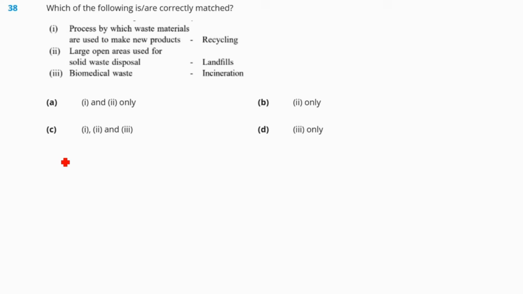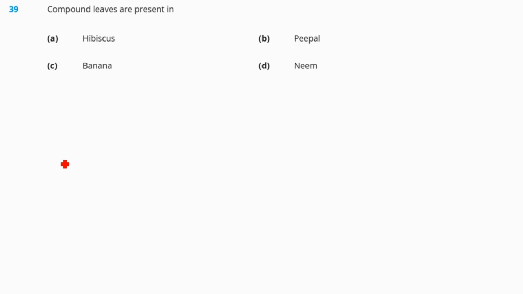Question number 38. Which of the following is or are correctly matched? Process by which waste materials are used to make new products. This is recycling, correct. Large open area used for solid waste disposal. This is landfill, correct. Biomedical waste is disposed by incineration. This is also correct. So our correct answer is option C. All the three statements are correctly matched. Question number 39. Compound leaves are present in hibiscus? No. Peepal? No. Banana? No. It is neem. Compound leaves are present in neem plants.